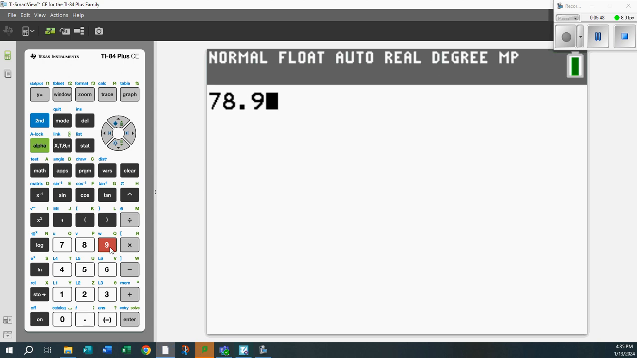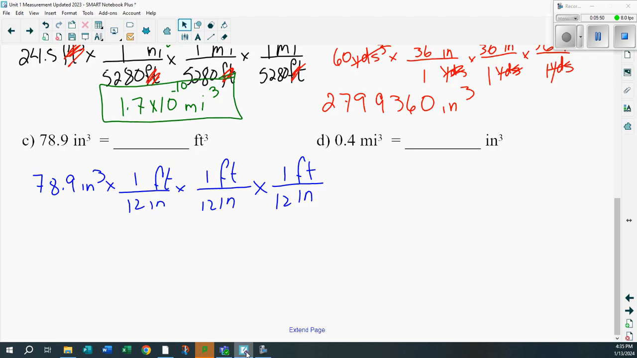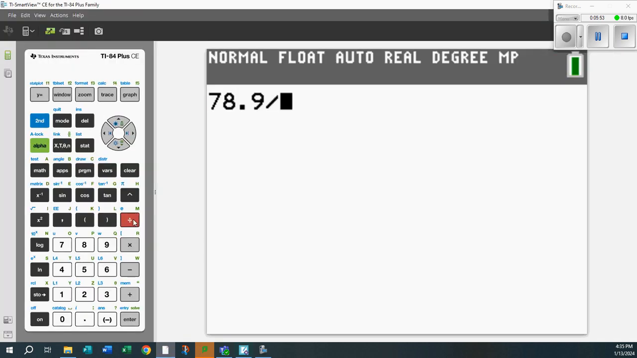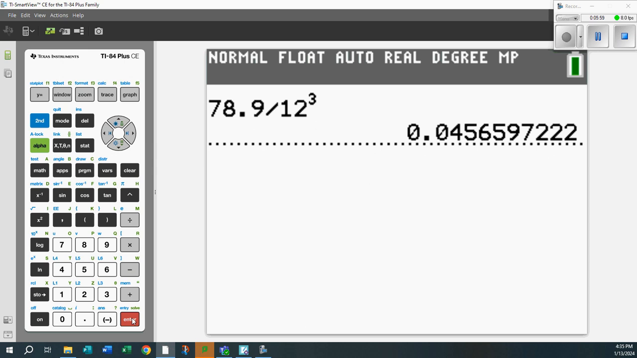Just want to verify that, make sure that's the right number. Yep, 78.9 divided by 12 inches 3 times. Go. Look what you get. 0.0456597222. Well, where do you stop?